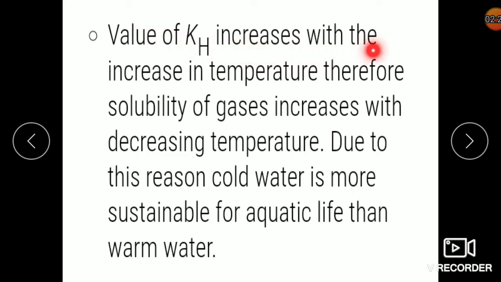Next, the value of Kh increases with increase in temperature. So if Kh value increases, what happens? The solubility decreases. So Kh value increases with increase in temperature, and hence the solubility of the gas will decrease, or you can say the solubility of gas increases with decreasing temperature. That means at low temperature solubility of the gas will be more, and if you increase the temperature, then Kh value increases and solubility will be less. Due to this reason, cold water is more sustainable for aquatic life than warm water, because in warm water oxygen has low solubility, so the oxygen will come out and the aquatic life will be deprived of oxygen and they will suffer.